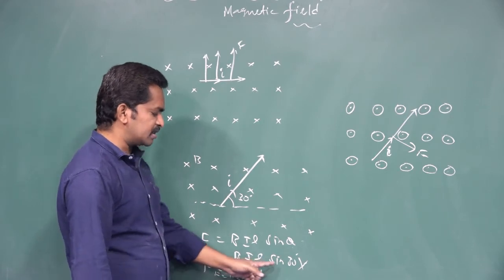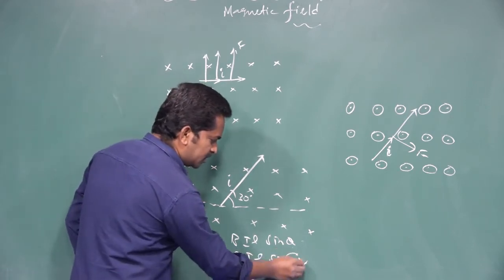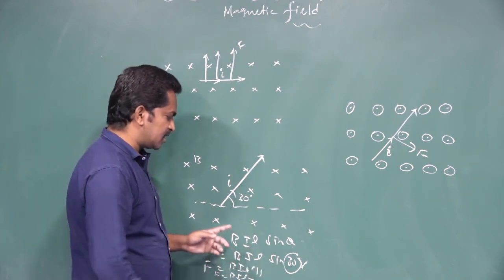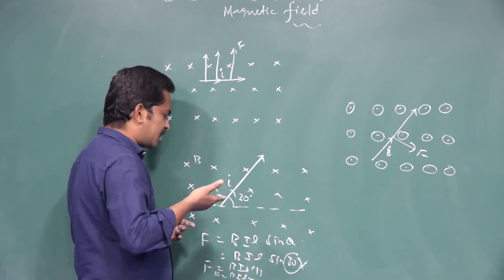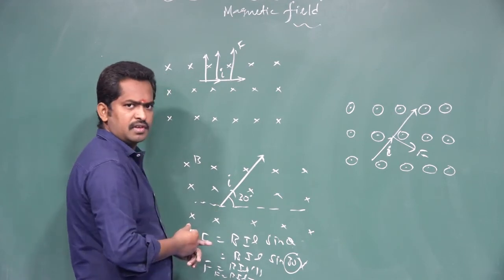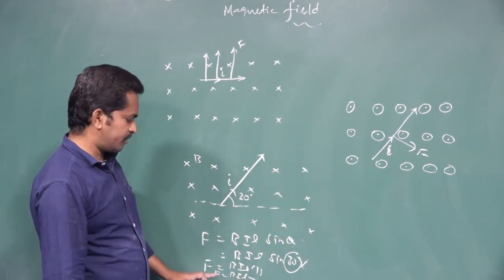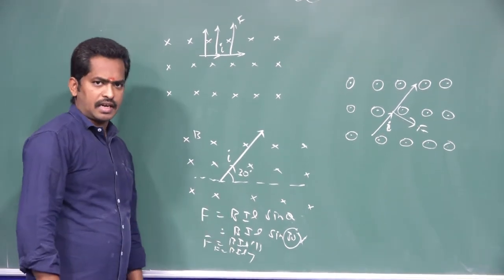So don't put BIL sin 30 degree. It's not the angle between B and IL. This 30 is nothing but the angle between the magnetic field and the plane of the paper, the plane of the magnetic field. This is a wrong one. So be careful. F is equal to BIL is the correct answer.